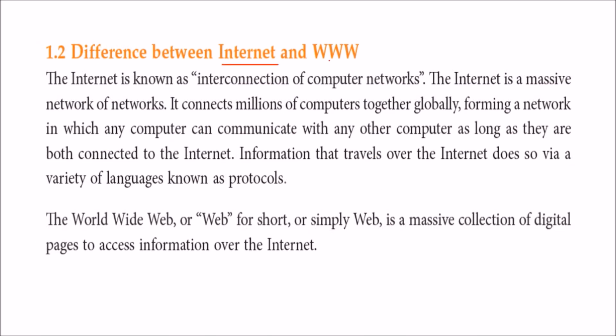What is the difference between the internet and the WWW then? The internet is actually a network. It is an interconnection of computer networks, or computing devices. It is a massive, gigantic network. It contains millions of computers, and they form a way to communicate between us. Computing devices are connected to the internet, and information travels through the internet via a variety of protocols or rules and languages.